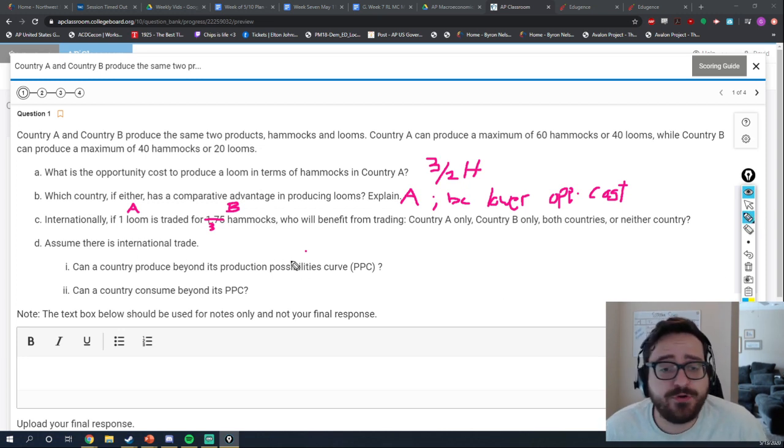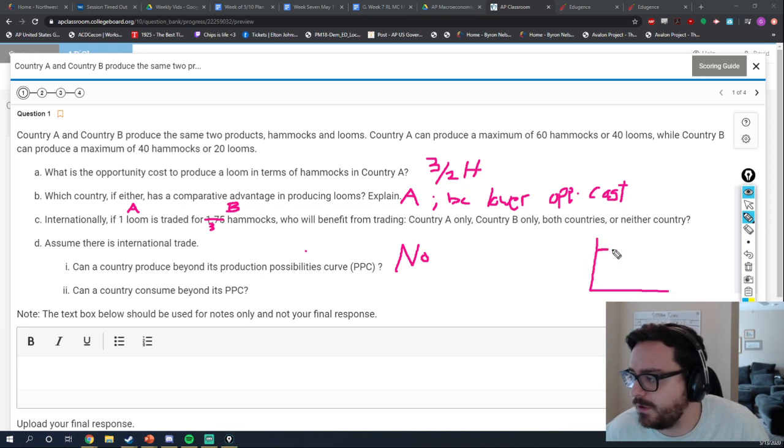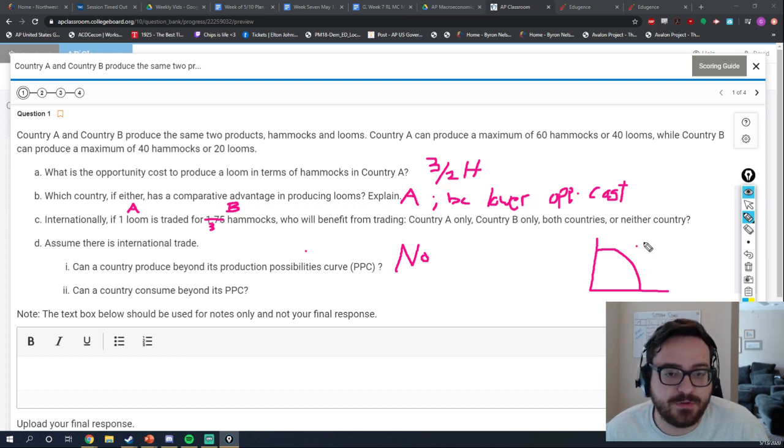So, can a country produce beyond its production possibilities curve? Short answer, no. And I say that because on our production possibilities curve, when we were first learning it, what did a point like that represent? It represented unattainable given current resources. So you could say, no, given their current resources, they cannot really produce beyond that amount.